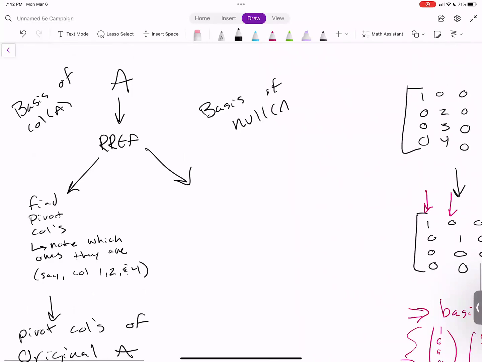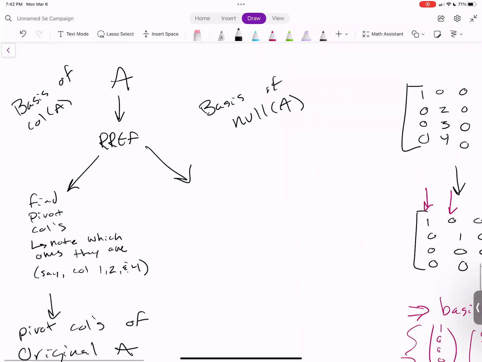Basis of the null space of A. To find the basis of the null space of A, it is the exact same process as finding a solution set that we've done before. We put it in reduced echelon form, find parametric vector form, and then these vectors are your basis. Simple as that. Same stuff you did for the first exam, just written a different way. Questions on that? It's a pretty straightforward process, I feel like, at this point.